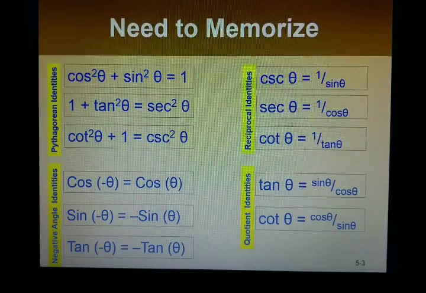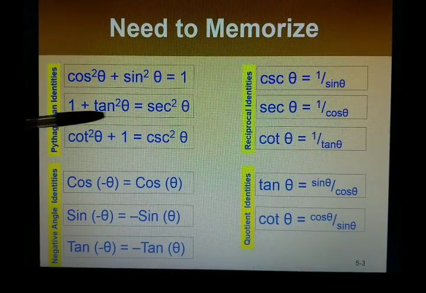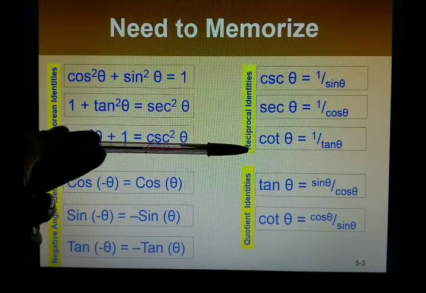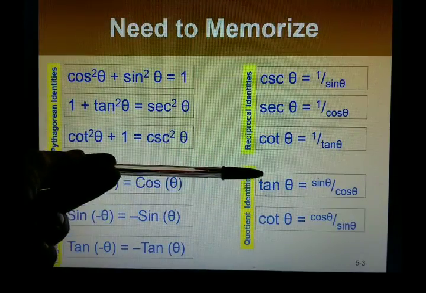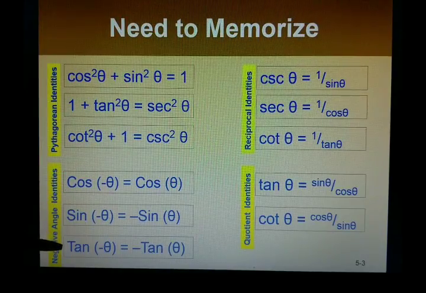So at this point, we should have memorized the 3 Pythagorean identities, the 3 reciprocal identities, these 2 new quotient identities, and then the negative angle identities. And again, please work on memorizing these. This will be a necessity in this chapter.